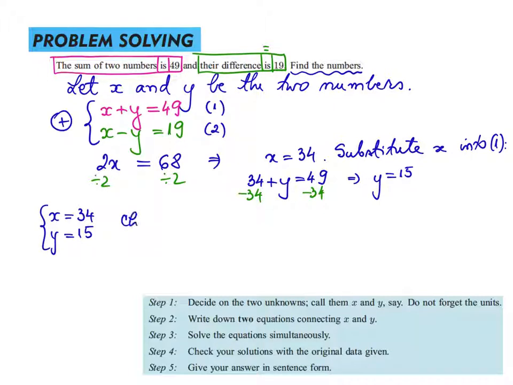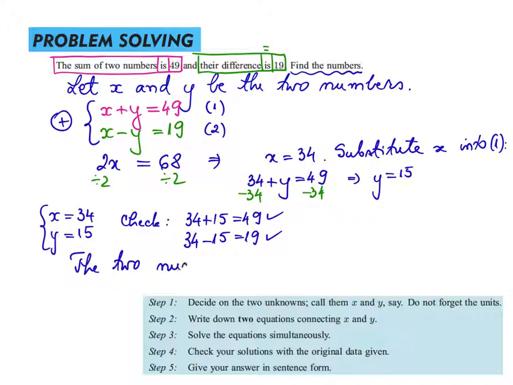I will check. Sum of the two numbers. 34 plus 15 is 49. Yes, 34 plus 15 is 49. Difference, 34 minus 15 is 19. Yes, this is correct as well. So my solution is correct. So my answer to the problem is the two numbers are 34 and 15.